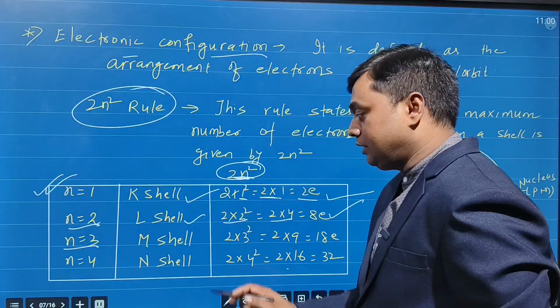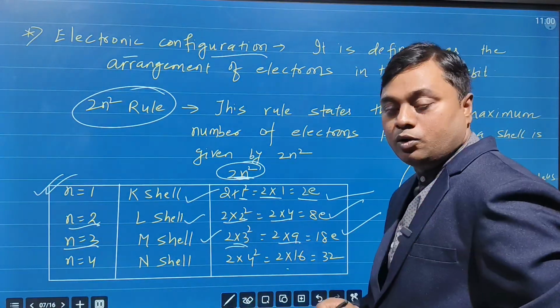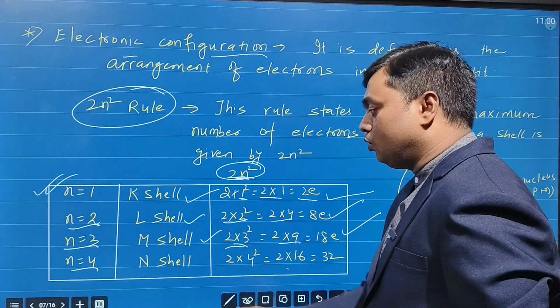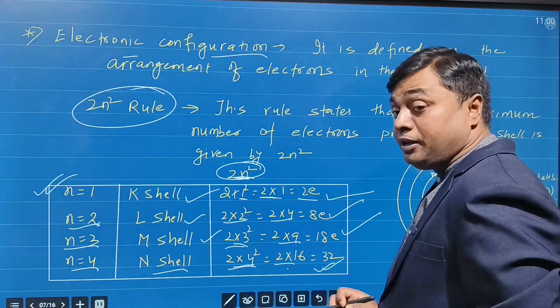Similarly, n is equal to 3, that is the M shell. 2 into 3 square, that is 2 into 9, 18 electrons. Yes or no? Similarly, n is equal to 4, the N shell. 2 into 4 square, that is 2 into 16, 32 electrons can be there.